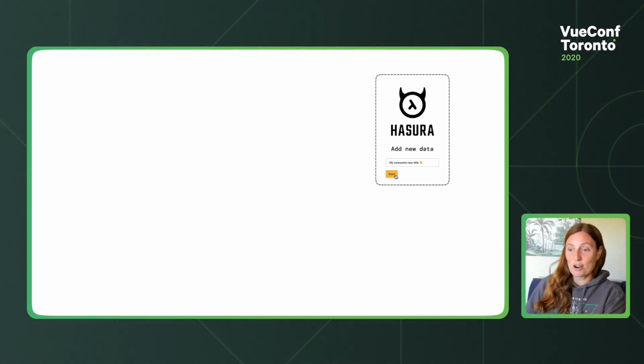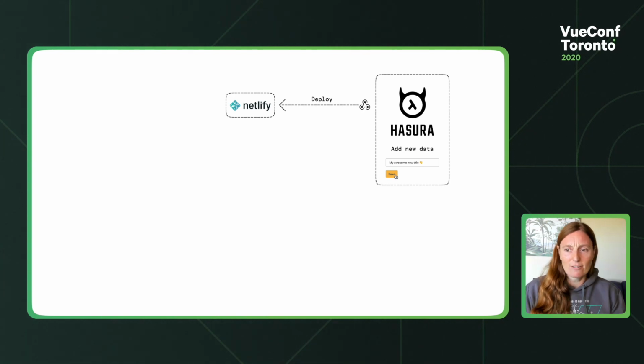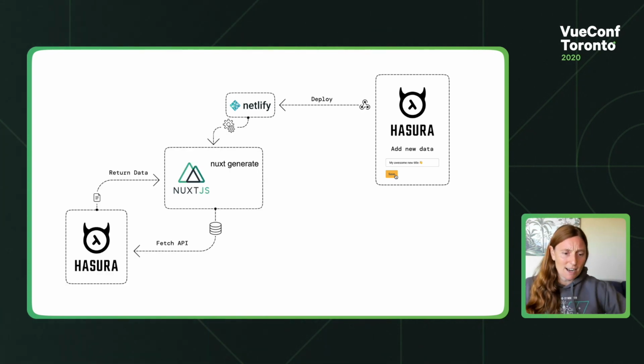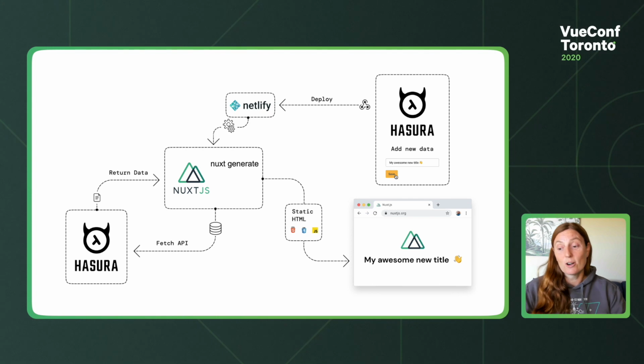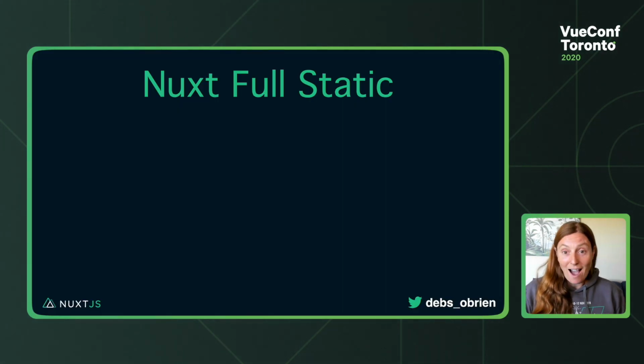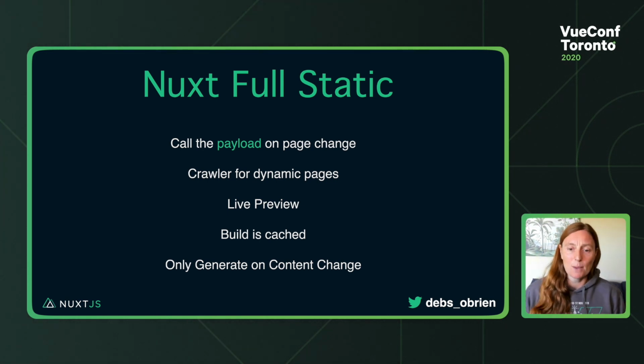You're pressing in Hasura, you're going, my awesome new title, you're pressing save, it's going to Netlify, it's deploying, Netlify saying generate, fetch from the API, return that data. And then it's giving that static HTML, JavaScript, CSS, and you're getting that awesome new title on your website. And that's what full static is, it's really, really cool. Remember with full static, you're calling the payload on page change. You saw we weren't calling that API. We weren't getting any of that from a server.